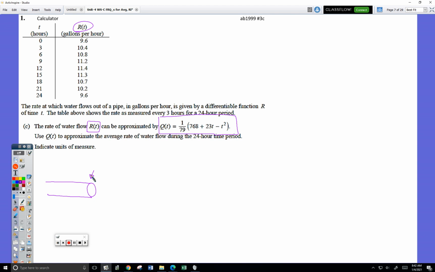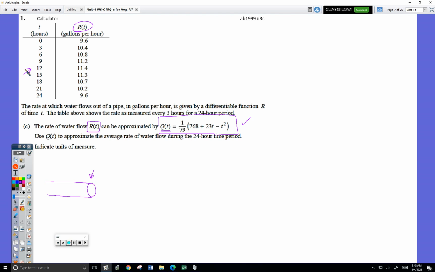The formula Q is some mathematician or engineer's model of the table. So they are not a perfect match. If you put this in your calculator and make a table for Q, it will look very much like this table, but it won't be exactly the same. Because the table is the recorded values, the formula is somebody's idea of how to mathematically model those recorded values.